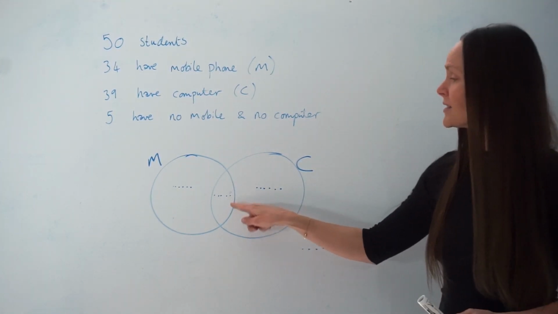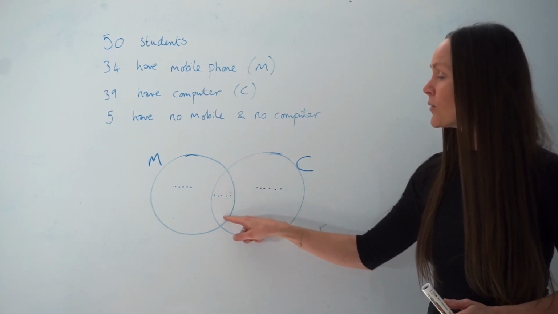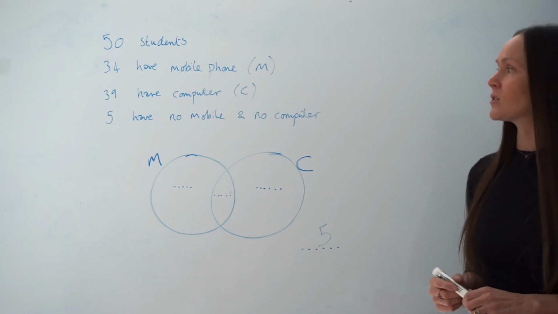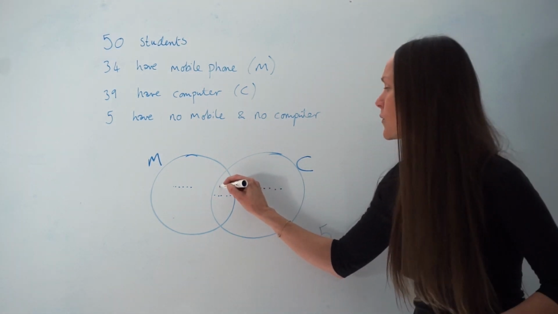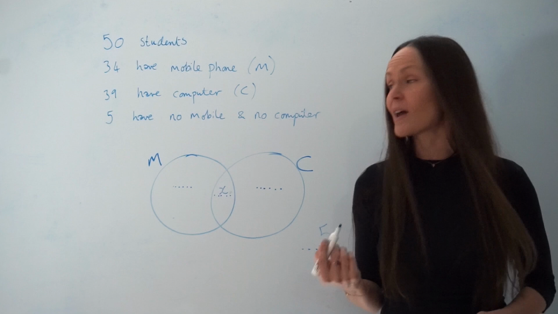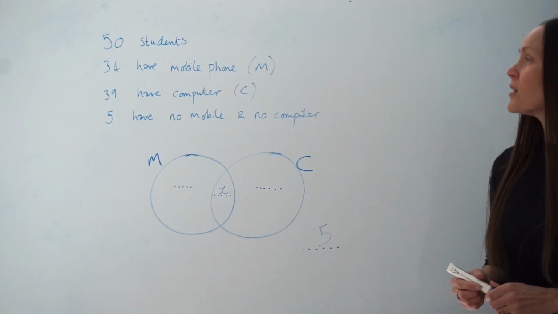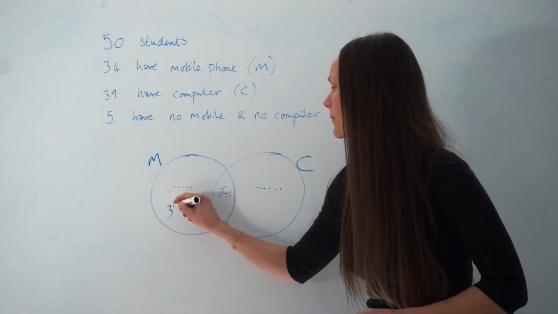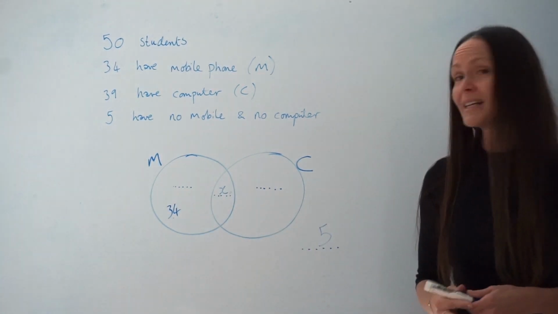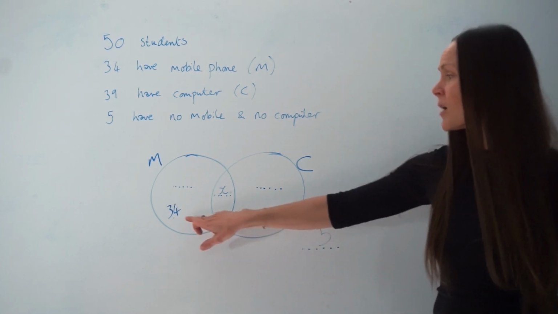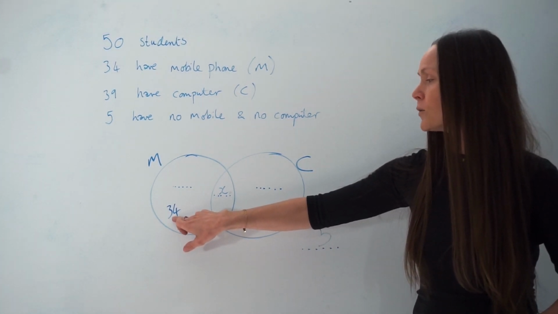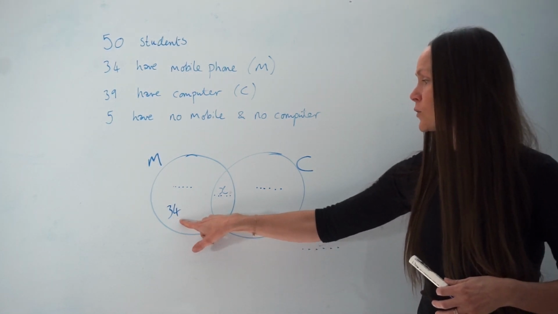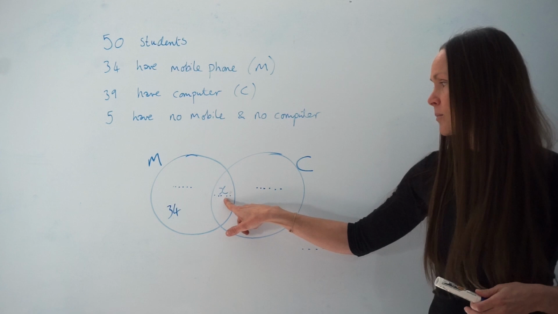Now, if we go back to this intersection part, the number of students that own both a phone and a computer, we're not told that in the question, okay? So we don't know this number of students. So for the moment, I'm just going to write the value of x, okay? Now, 34 students have a mobile phone. So I'm just going to write 34 in here. But we can't just leave it as 34 because some of those students out of those 34 maybe own a computer as well. So some of those 34 students might lie in the intersection part.